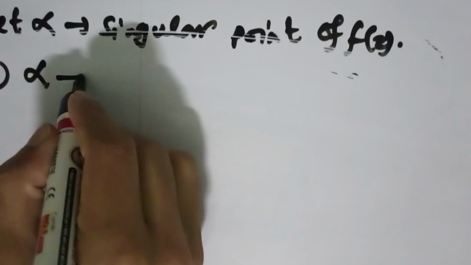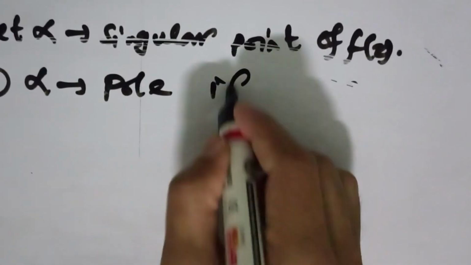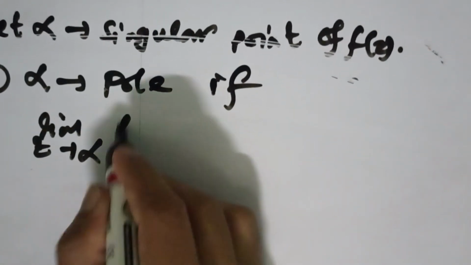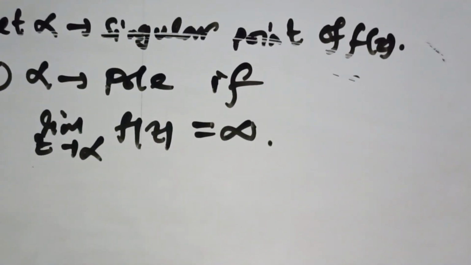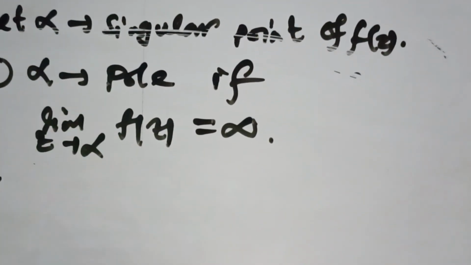Now, alpha is said to be a pole if the limit as z tends to alpha of f(z) is infinite. This also comes from the Laurent expansion. If you observe the Laurent expansion, what is it?